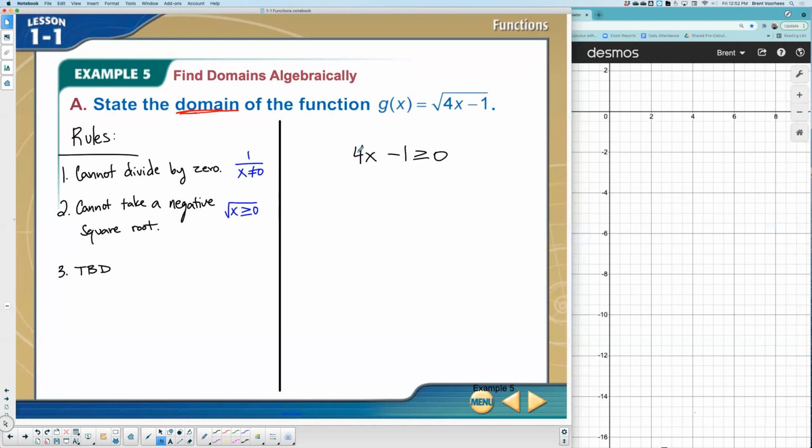If I'm solving for x, you do the opposite of the operations you see. For example, this says 4x minus 1. What's the opposite of minusing 1? Plus 1. So I'm trying to find the domain, which means the values that x could potentially be. So I add 1. So now I have that 4x is greater than or equal to 1. I have one step. 4x.